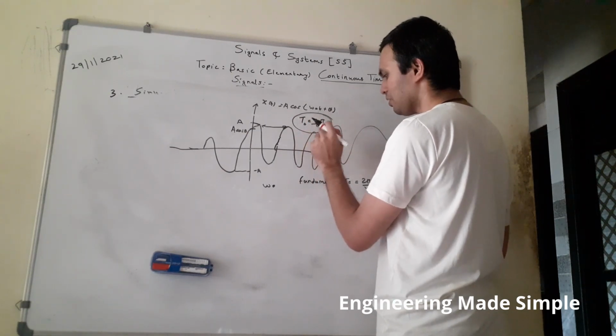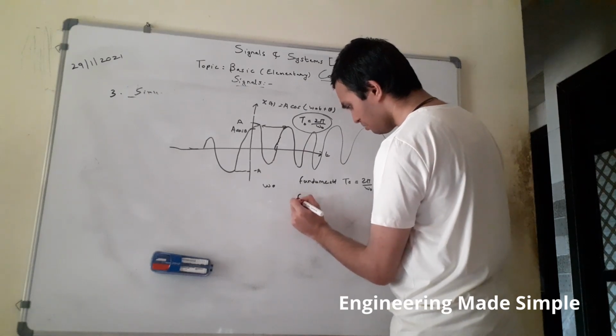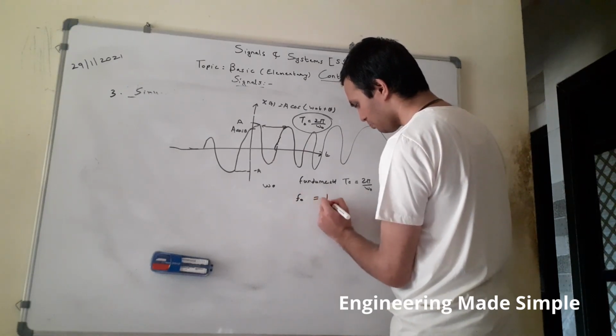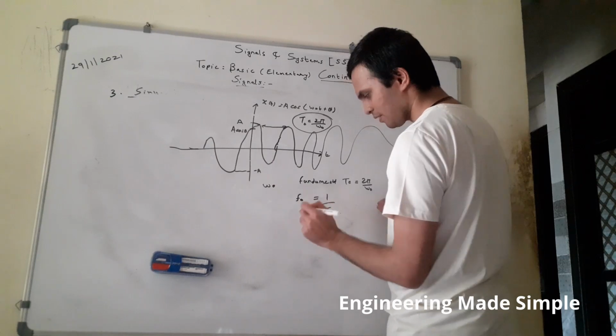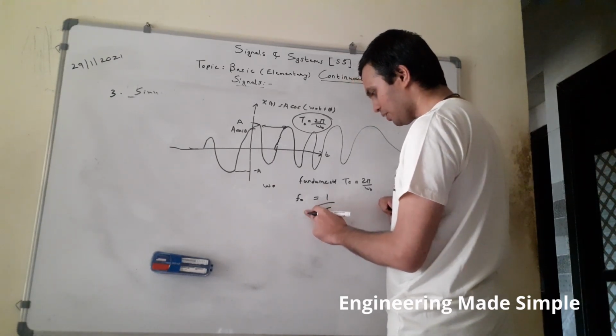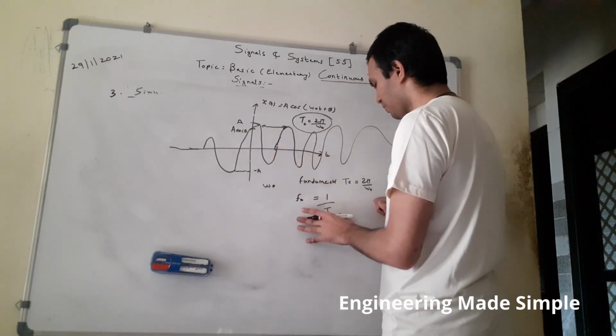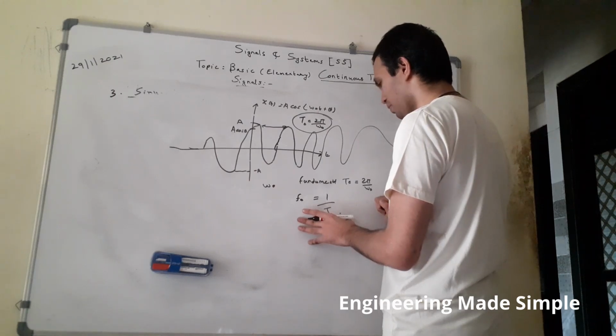So T naught is equal to 2 pi by omega naught. This is the fundamental period, and if somebody asks you to find the fundamental frequency, it would be 1 by T naught, because as you know, time period is the inverse of frequency. So fundamental frequency would be 1 over T naught. This is your concept of fundamental frequency and periodicity.